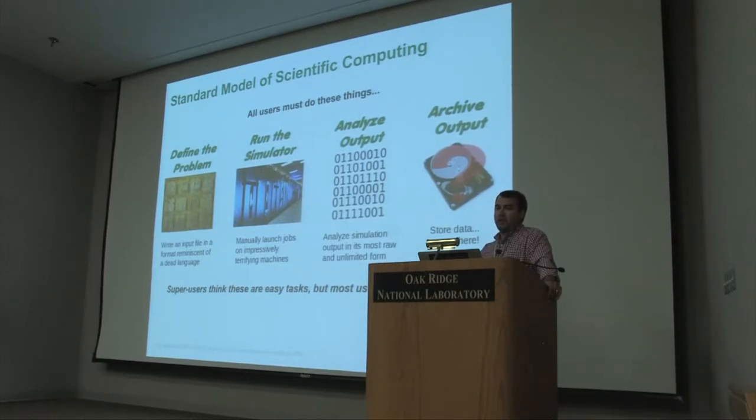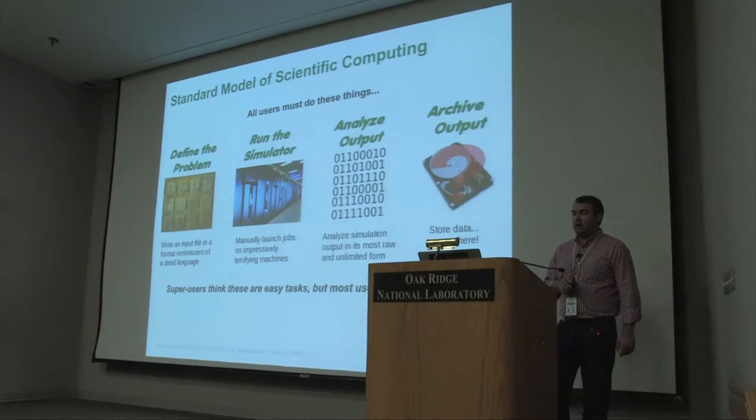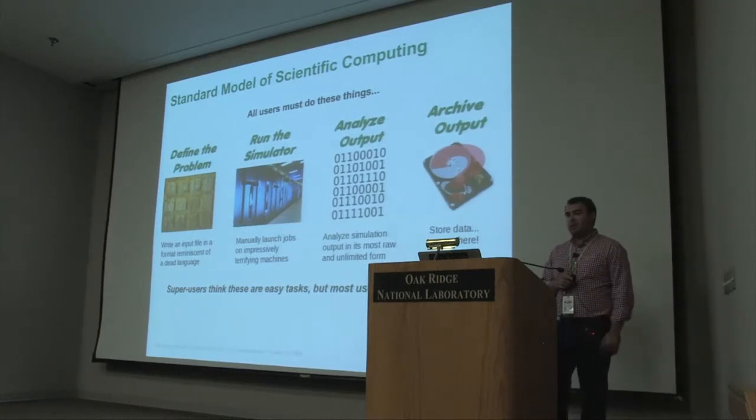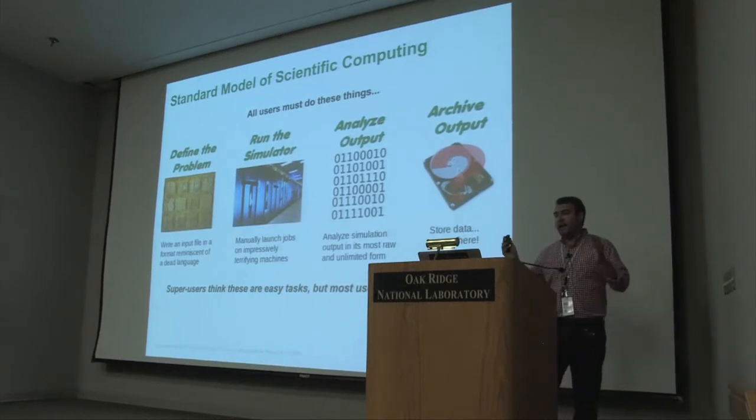You got to be able to run the code, which oftentimes is also really difficult. You got to be able to work with your queuing system. You're launching on some terrifying machine like Titan, which has some heterogeneous architecture with GPUs and all sorts of stuff. And that can be difficult, right? You need to be able to take the output that you get and analyze it, which is sometimes in a really raw, almost binary form.